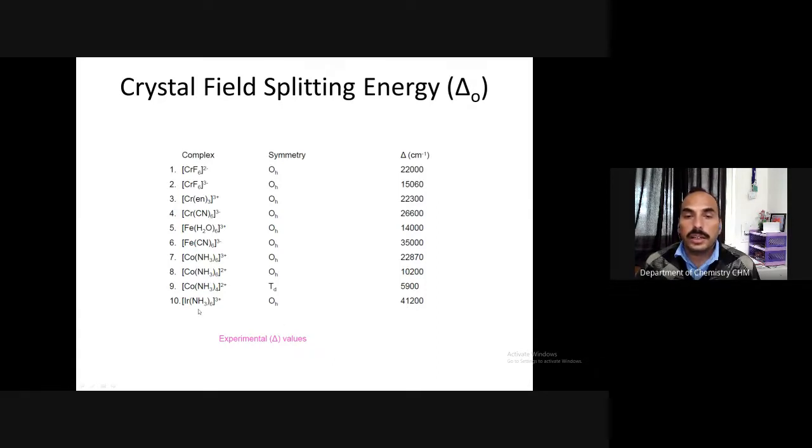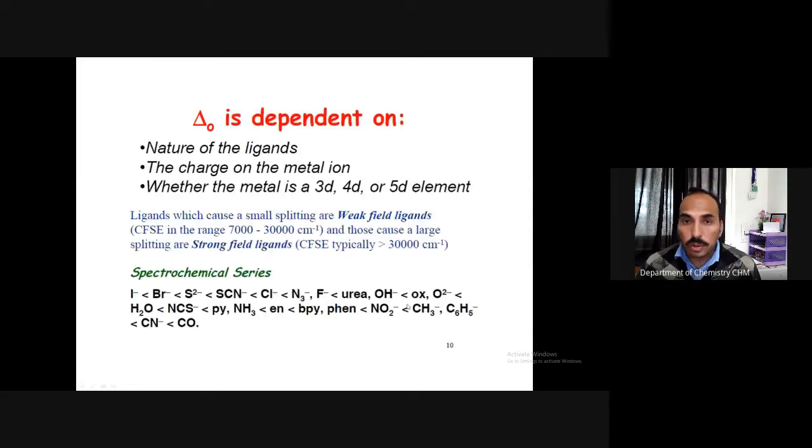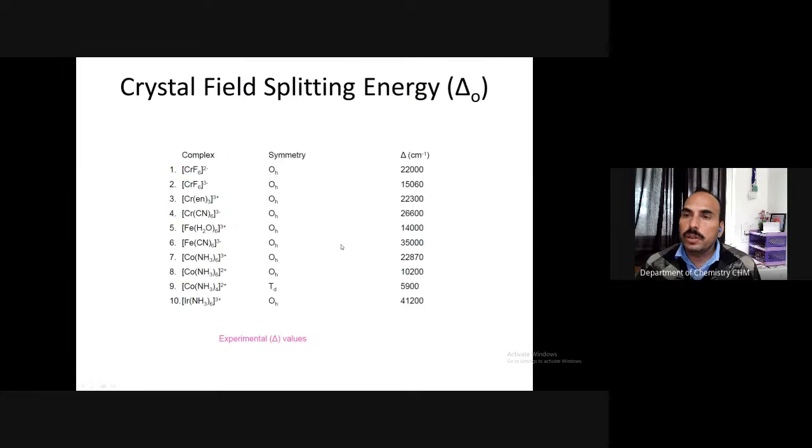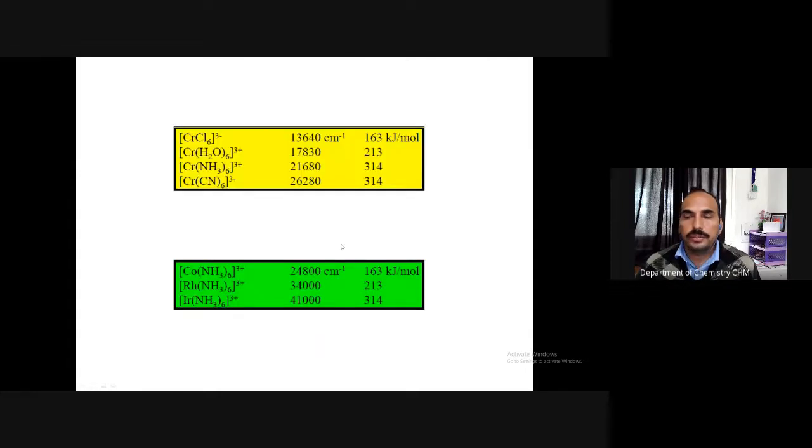Although cobalt, rhodium and iridium are in the same family, see cobalt with ammonia, octahedral geometry, 10,000. Iridium, same ligand, same geometry, 41,000, 4 times more. If you consider all these factors, the nature of the ligands, the charge on the metal ions, and whether the metal is a 3d, 4d, or 5d element, you will be able to explain any of this data. All right. Some more examples are over here.